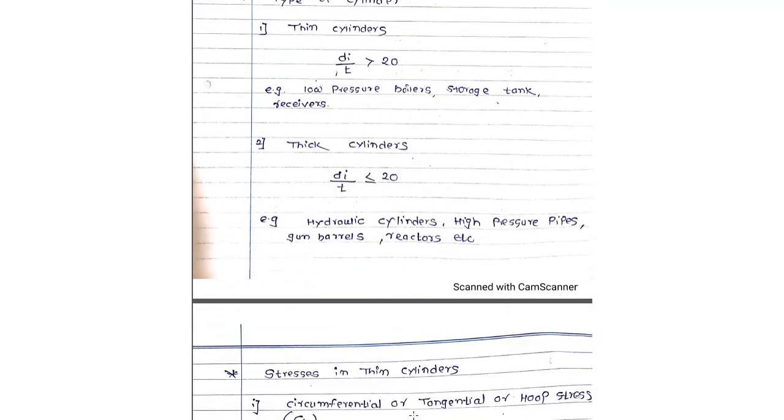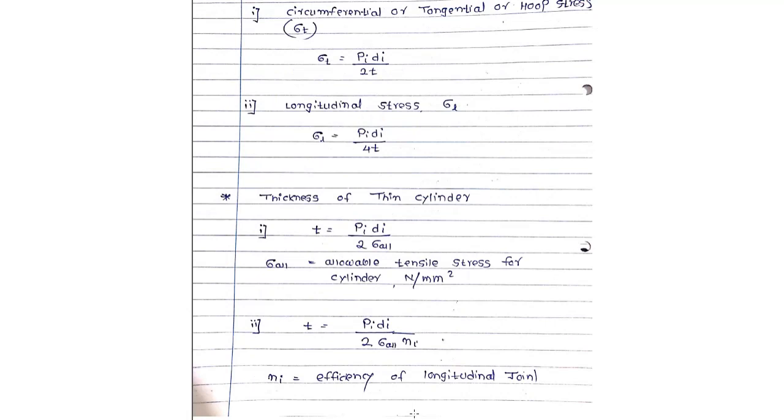Next point that we are going to see is stresses in thin cylinder. Generally there are three stresses in thin cylinder. The first one is circumferential or tangential or hoop stress. There are three names but the meaning remains the same. It is denoted by letter sigma t. Second type of stress is longitudinal stress, and the third type is radial stress. Generally the radial stress is very small in thin cylinder, that's why it is neglected. So there are only two stresses in thin cylinder, one is circumferential, tangential or hoop stress, and second is the longitudinal stress.